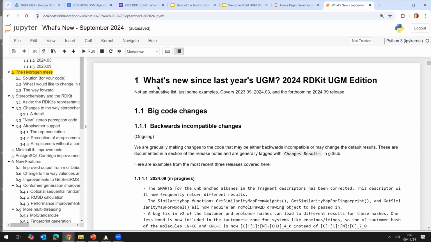The last UGM, and it'll include some things that were in the last UGM slide. So there's some overlap. So those were kind of the last three releases. And I'm going to talk more about this during the What's New sessions, but I want to start with the two things I mentioned. The first is the hydrogen mess.